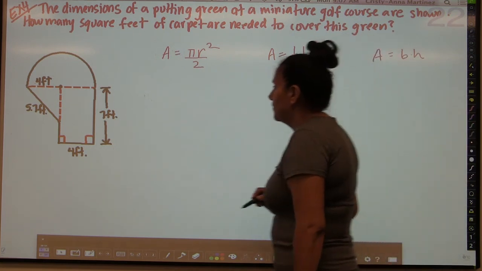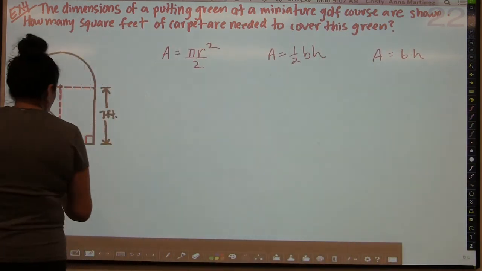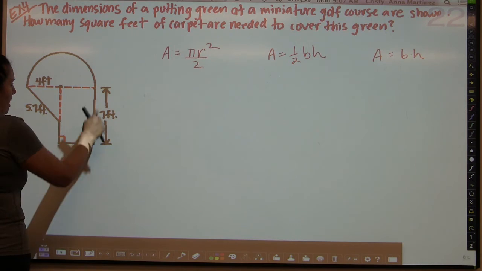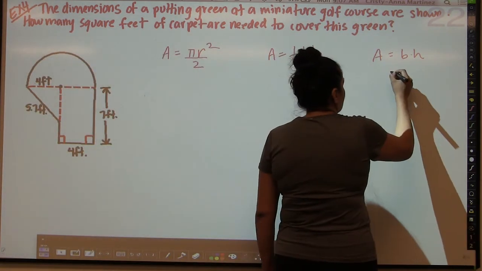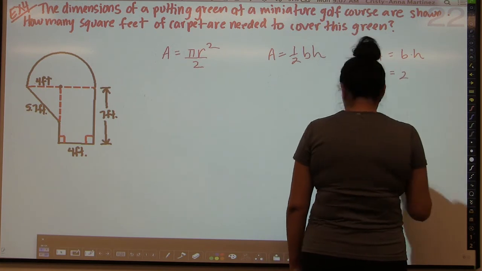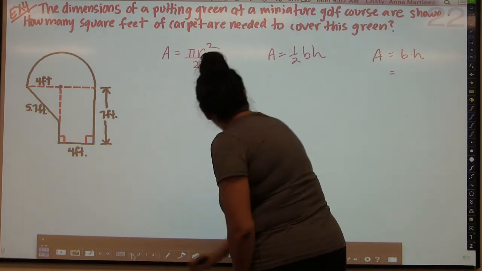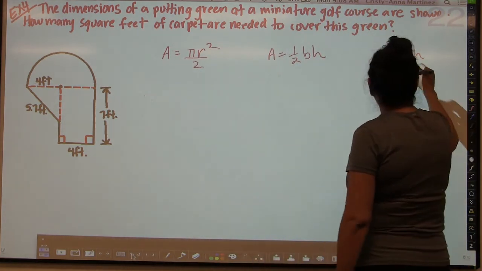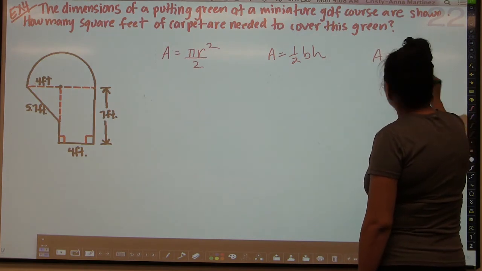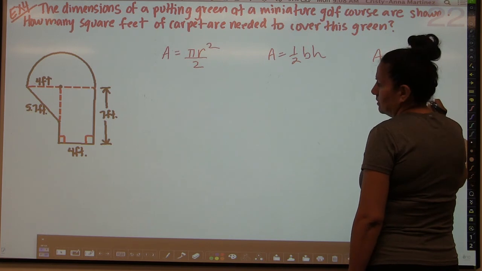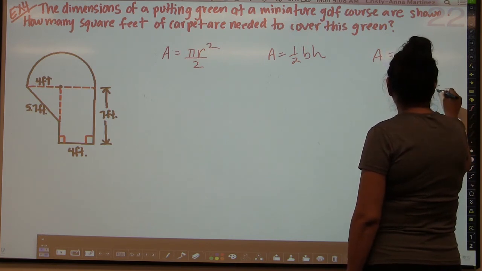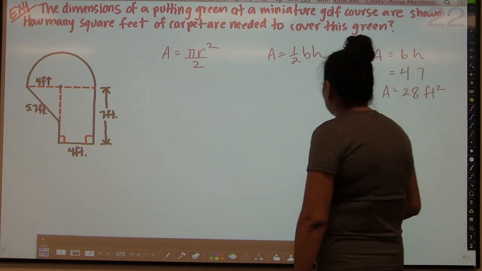All right, so for the rectangle, we're going to go base is 4, height is 7. That one's the easiest one. 4 times 7 is 28. Let's show my work here. We're going to go, the base is 4, the height is 7. So we're going to get 28 feet squared, or square feet, for that guy.